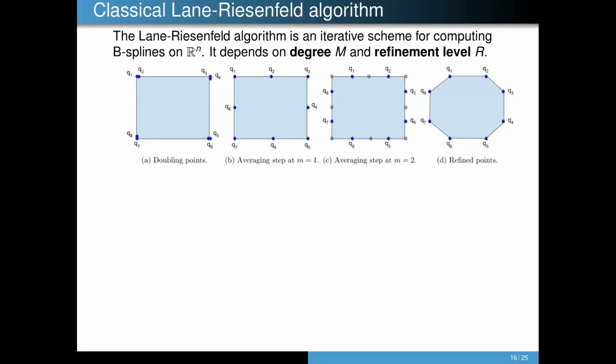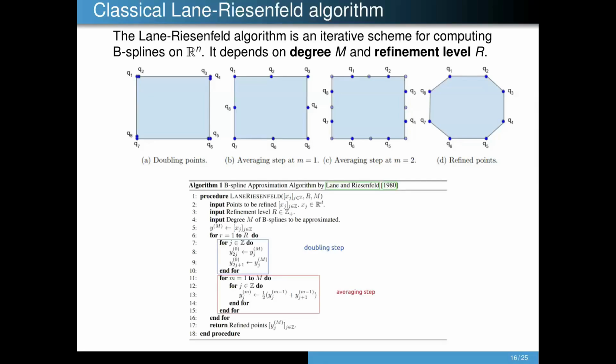This is the algorithm. So here's just a very short code that explains how that works. You have your input data, you decide what degree you want, you decide what refinement level you want, you do a doubling step, and then you do as many averaging steps as you need. And that's it.